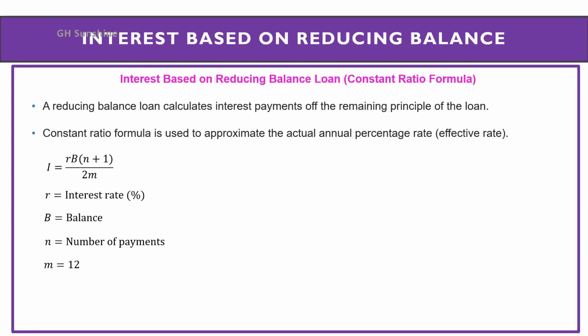Now we proceed to how to calculate the interest amount based on reducing balance, known as the constant ratio formula. A reducing balance loan is calculated based on interest payment on the remaining principal of the loan. The formula used here is the constant ratio formula. Here is the formula to calculate the interest amount. This formula is used to approximate the actual annual percentage rate, also known as the effective rate, compared to the flat rate method. What we need here is the value of N, the number of payments. How to calculate the number of payments? MT, where M always equals 12.